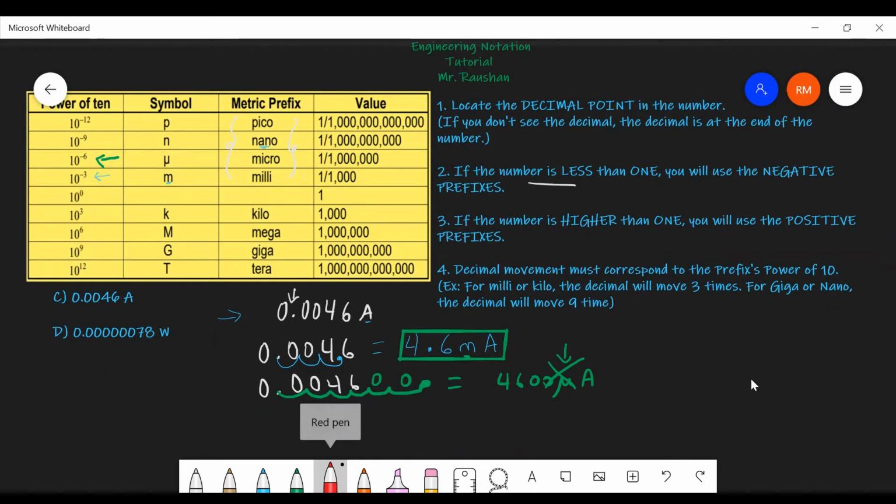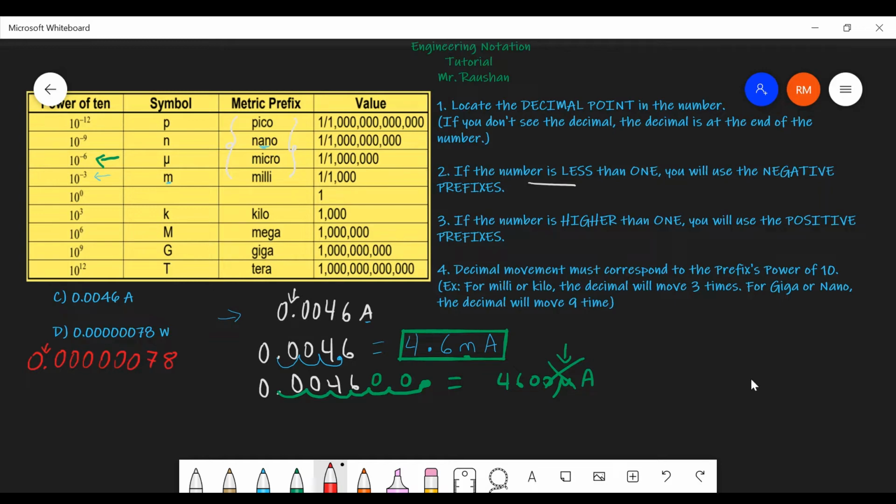Alright, let's try to do the next one. Let's write the number down first. Remember, guys, the first thing is first: you have to locate the decimal point first. Figure out where the decimal point is, and then you can move forward from there. So this is my number. Do we have the right amount of zeros? Yes, we do. Great. So where's the decimal point here? I see it right here. That's where we start our conversion process.